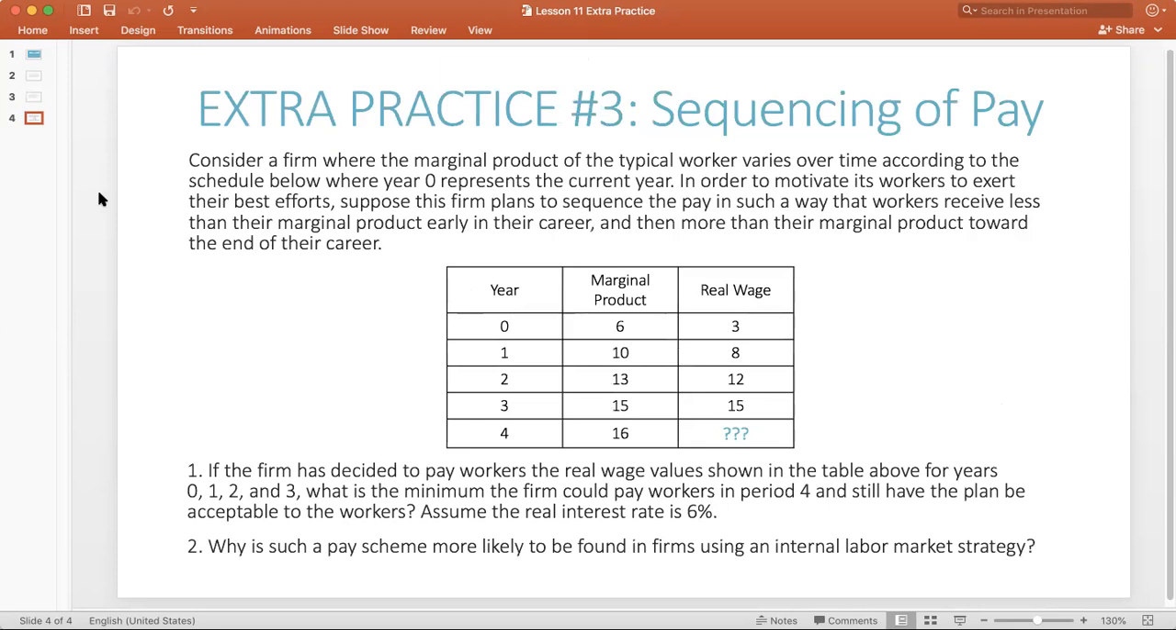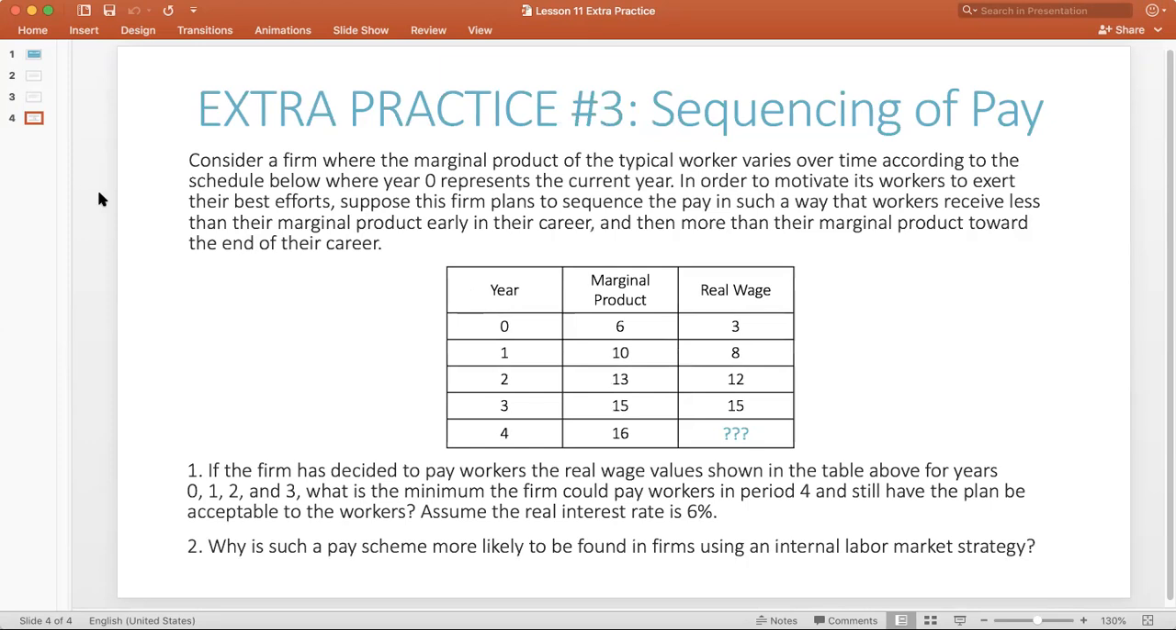consider a firm where the marginal product of the typical worker varies over time according to the schedule below, where year 0 represents the current year. In order to motivate its workers to exert their best efforts, suppose this firm plans to sequence the pay in such a way that workers receive less than their marginal product early in their career and then more than their marginal product toward the end of their career.